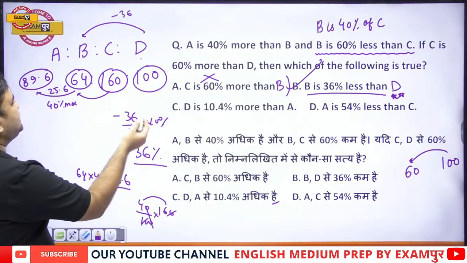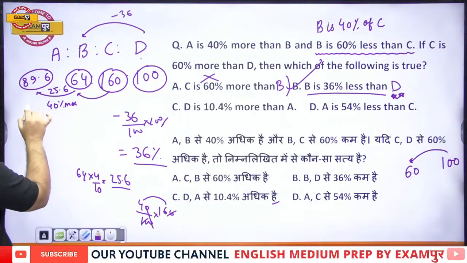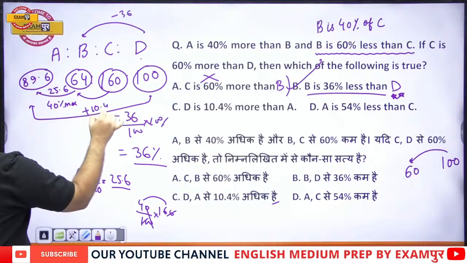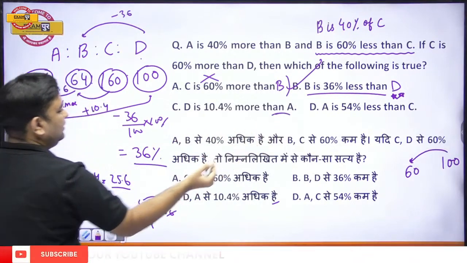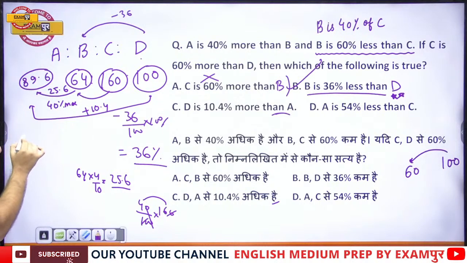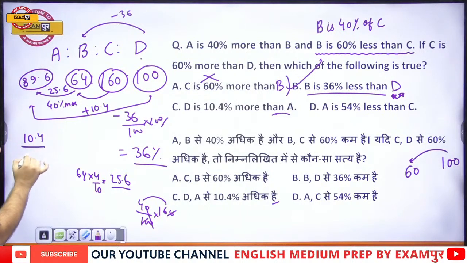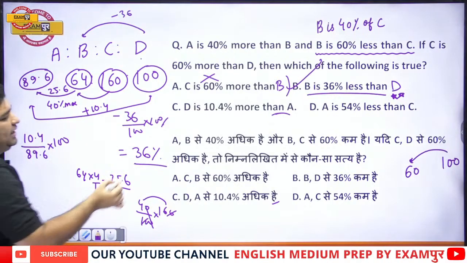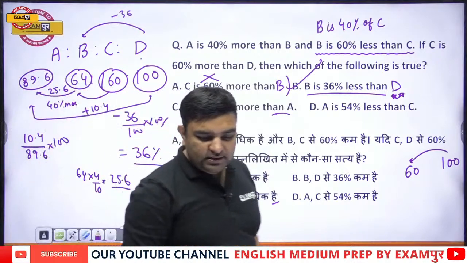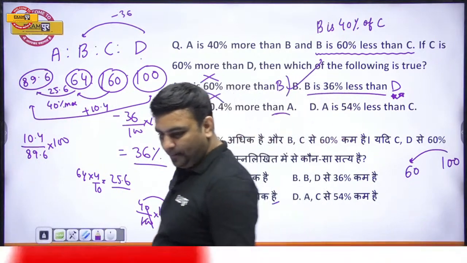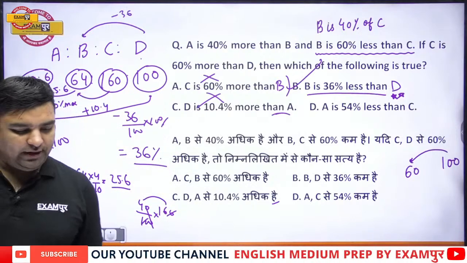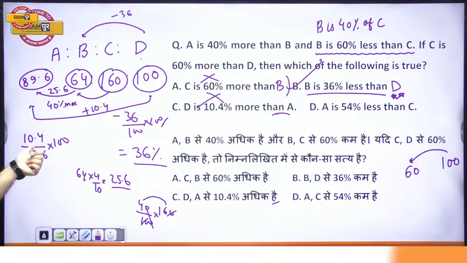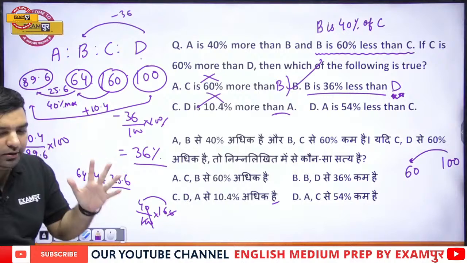D is 10.4% more than A. I agree D is 10.4 more, but the comparison has to be made with A. So it is 10.4 over 89.6 into 100, which would definitely not be 10.4%. Gone. I am doing this only for your confidence.